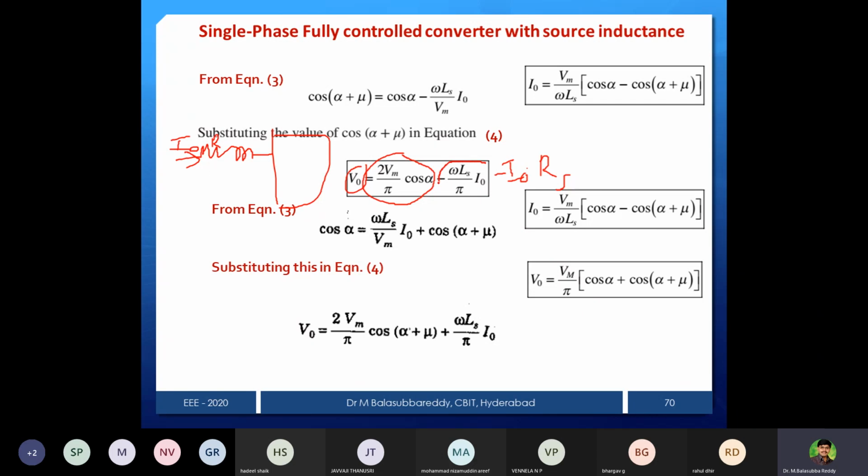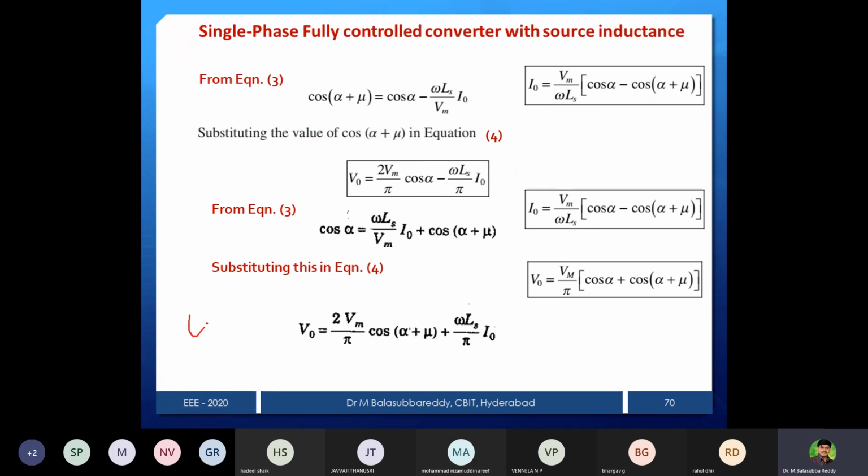Now if I consider only the inductance, then the drop will be minus drop. If I consider resistance also, then minus I naught into R. And if I consider voltage drop across the thyristor also, then minus Vt, like this. So this is the scenario in all the cases.